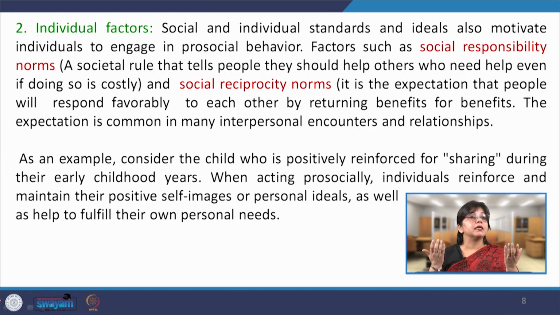The person becomes an idol and helps to fulfill their own personal needs, because they are also getting help in return. So, they are benefiting and receiving benefit. So, it is the outcome of engaging in social responsibility and social reciprocation. So, these are the individual factors that induce helping behavior.